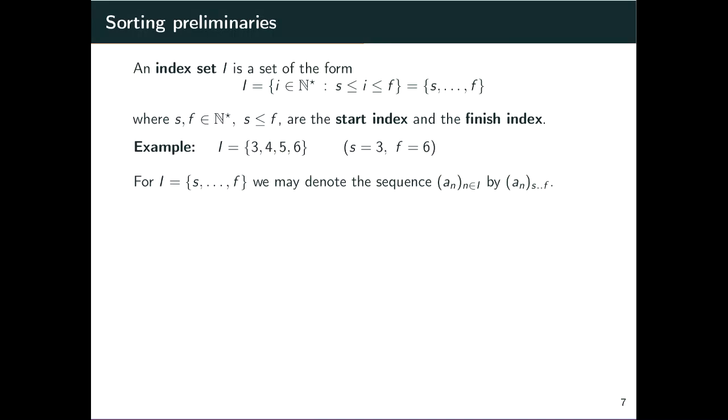Sometimes we're going to denote things a little bit differently. If we've got our index set and we have this sequence, then we might just write it simply like this, because we know we're working over natural numbers, so everything's a little bit simpler. So just S dot dot F.